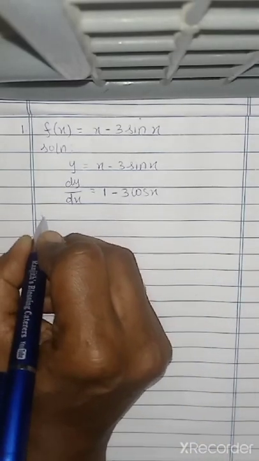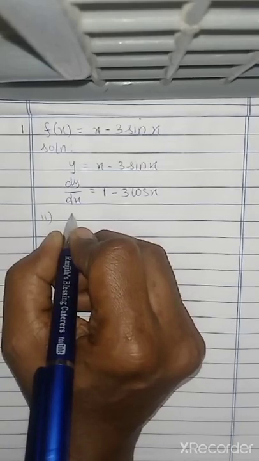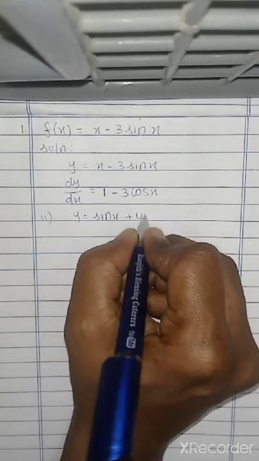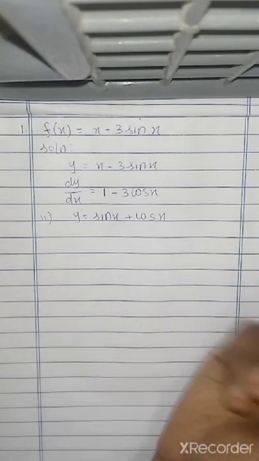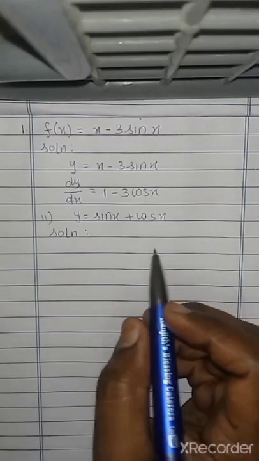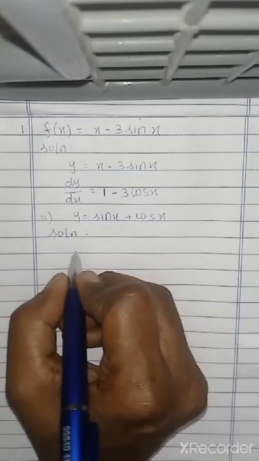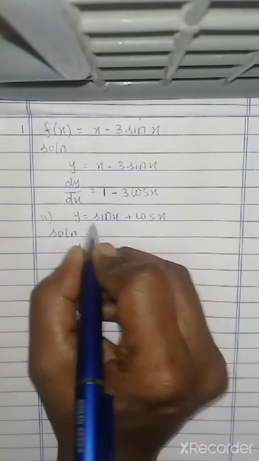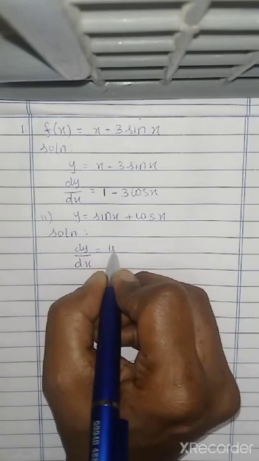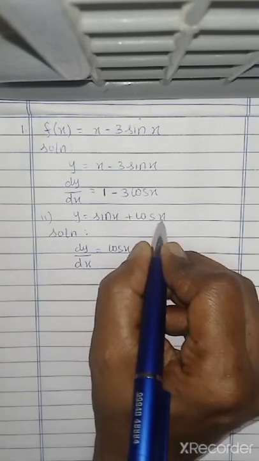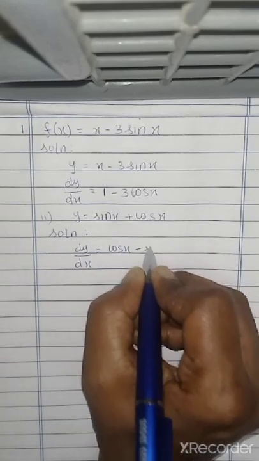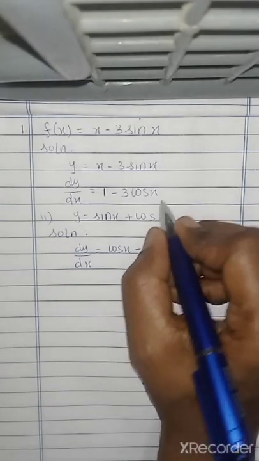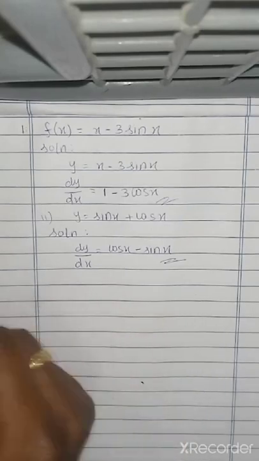Now the second problem. It is given that y equals sin x plus cos x. So when you differentiate y, what will you get? dy by dx: sin x differentiates to cos x, and cos x differentiates to minus sin x. This is your answer. Next problem we'll see.